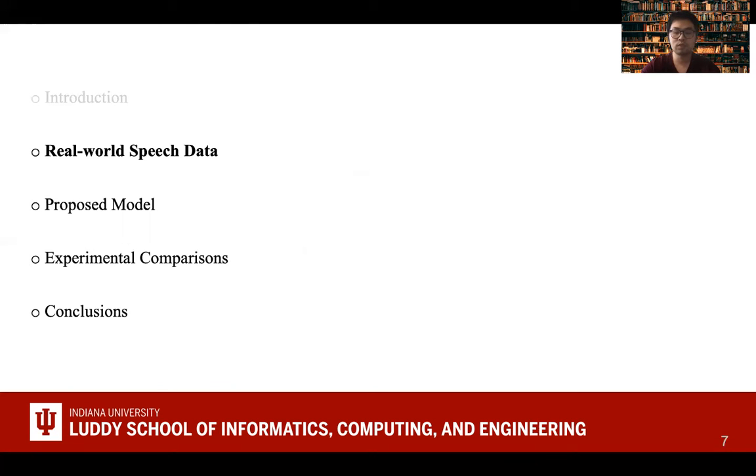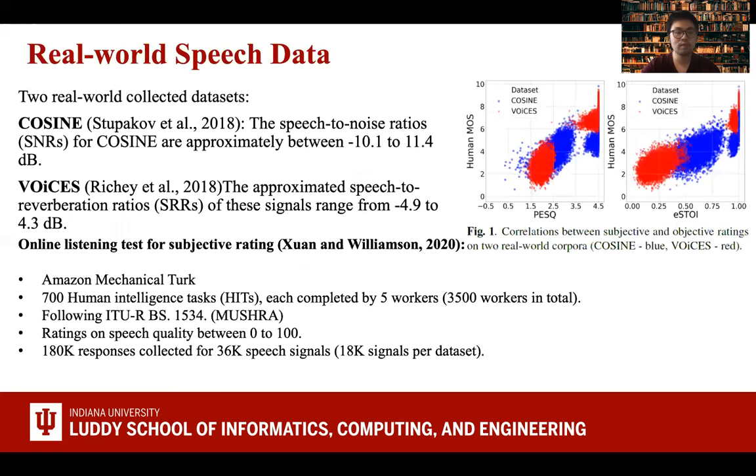Then I'm going to introduce our real-world speech data, which is based on two publicly available datasets, the COSINE dataset and the VOiCES dataset. So we did an online listening study for subjective ratings, for which we used Amazon MTurk, and we posted 700 human intelligence tasks, each completed by 5 workers. Following the MUSHRA procedure, ratings on speech quality were given between 0 and 100.